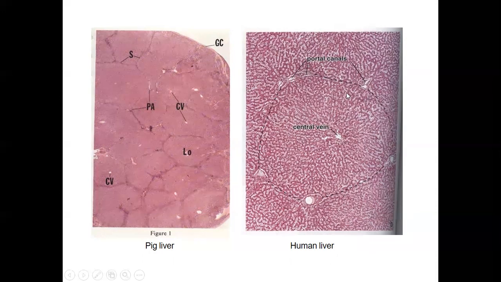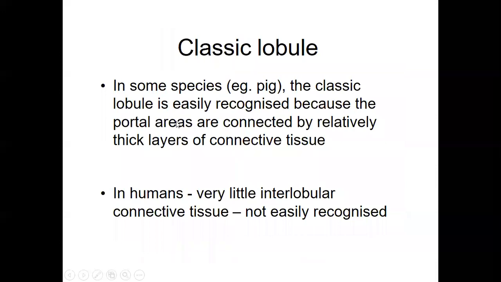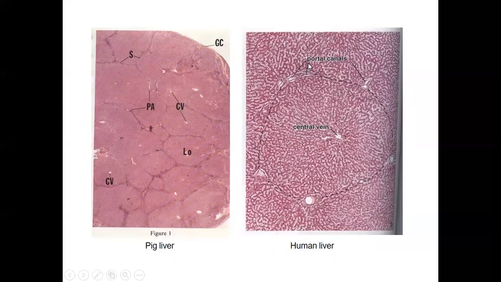This is the human liver, so it's not very obvious. You can see here, this is the connective tissue that connects the portal areas, and the connective tissue here is very thick. That's why it's very clear. And in humans there is very little interlobular connective tissue, so it's not easily recognized. It's not easy to recognize the hexagon shape of the classic lobule, compared to the pig liver, which is very nice, very clear, and very easy to identify.